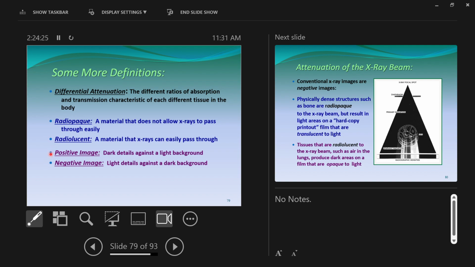Positive and negative images: a positive image is dark details against a light background, which is not typically what we have. Usually we have a negative image, which is a light detail against a black background. So when we go to negative on our X-ray images, it's actually positive, because we start out our image as negative. When we see the white bone, black background, that's actually the opposite of what's true. It's just easier on the eye to start with that, and so that's what we use.